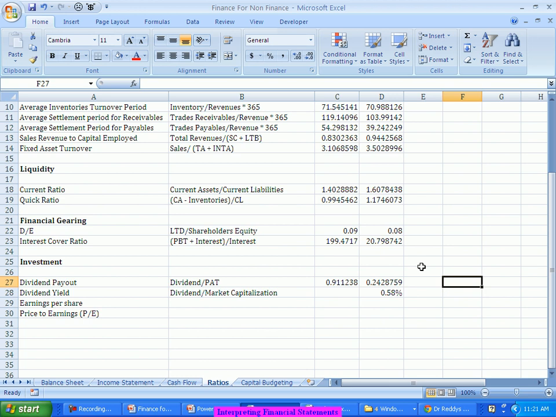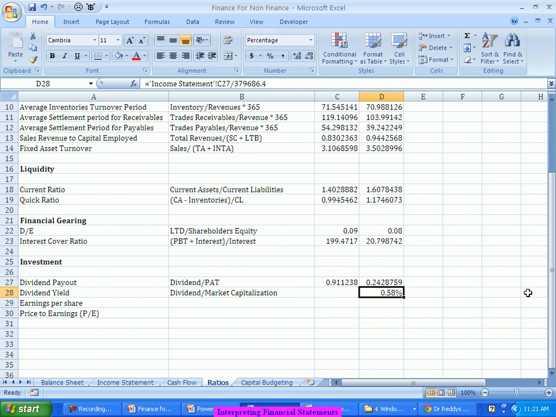Dividend? What the investors are being given? No, the dividend given as a percentage of profit. If the company generated 100 rupees as a profit, how much of it is given as a dividend? How much of it is retained back in the business? The investor, today if you buy one share of the company, this is the dividend that is coming to you. 0.58% of your money.